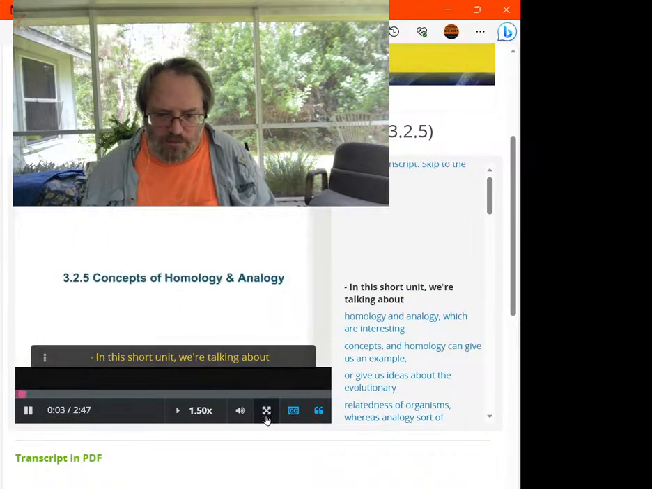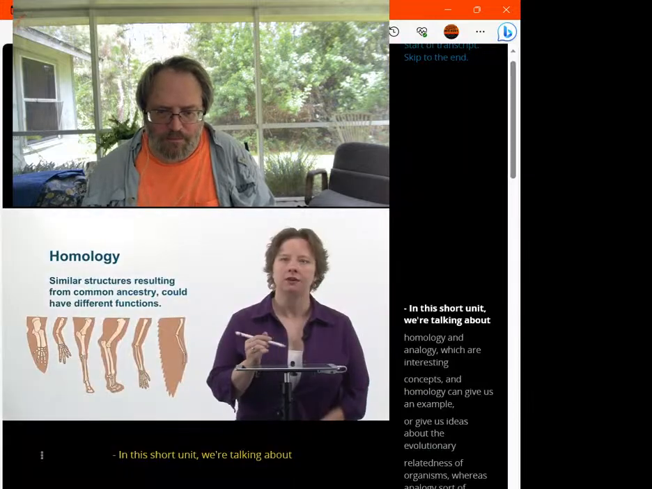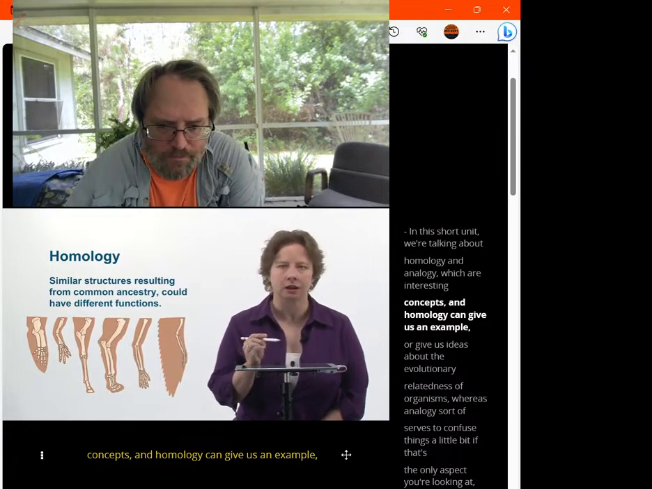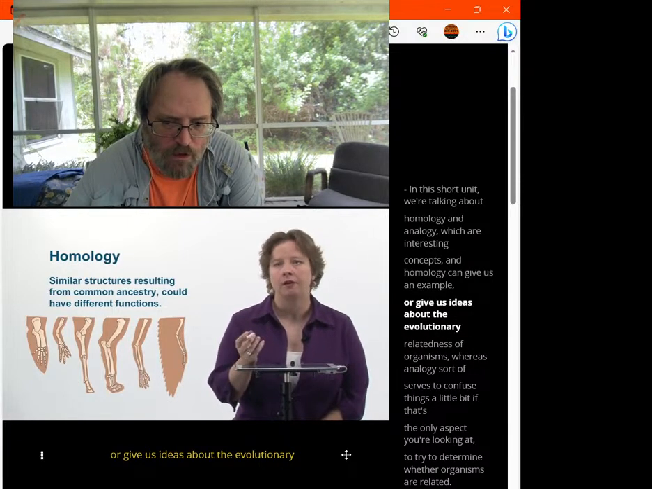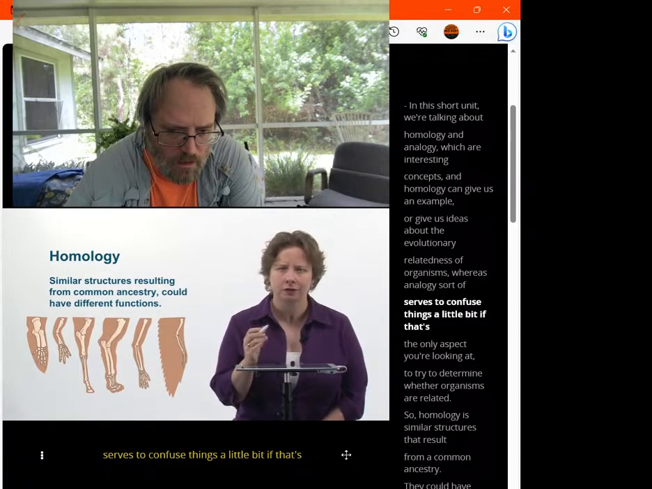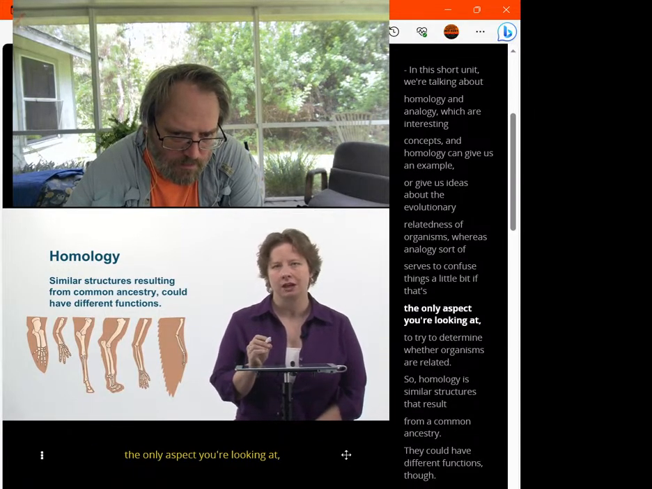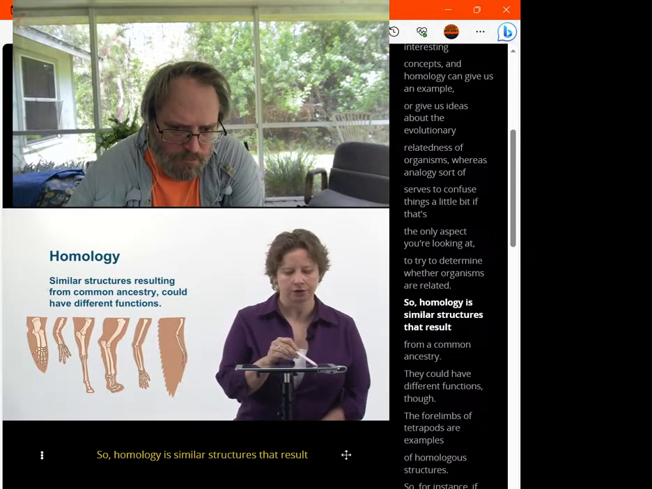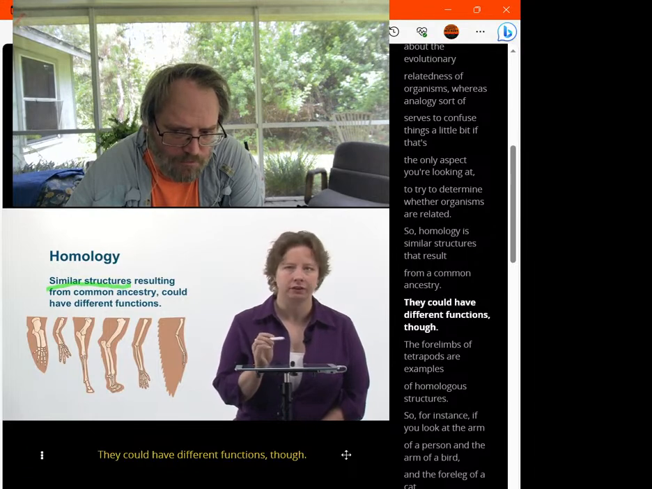Homology and analogy. In this short unit, we're talking about homology and analogy, which are interesting concepts. And homology can give us ideas about the evolutionary relatedness of organisms, whereas analogy sort of serves to confuse things a little bit if that's the only aspect you're looking at to try to determine whether organisms are related. So homology is similar structures that result from a common ancestry. They could have different functions, though.